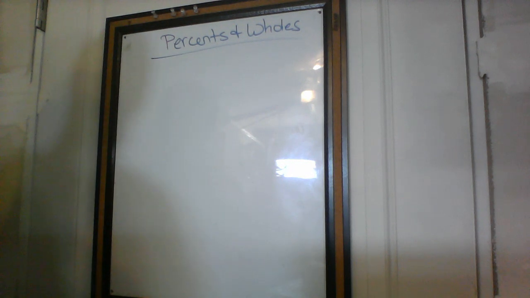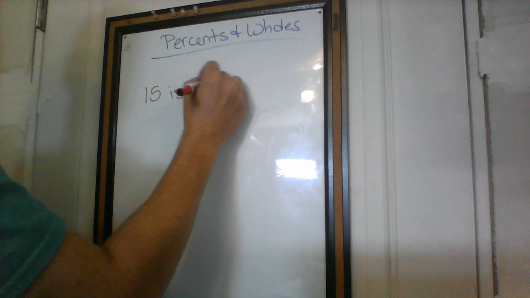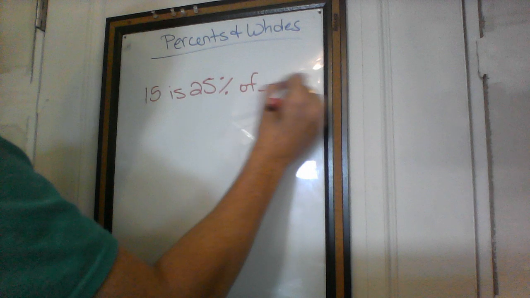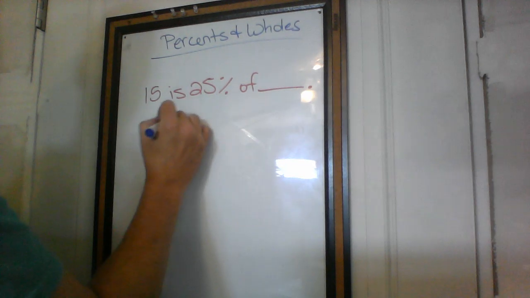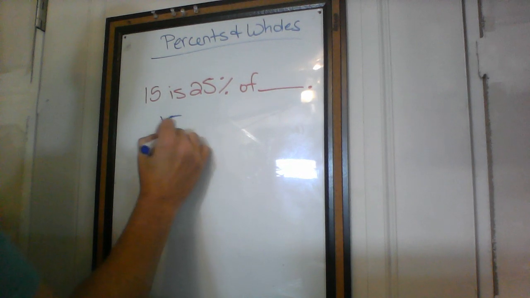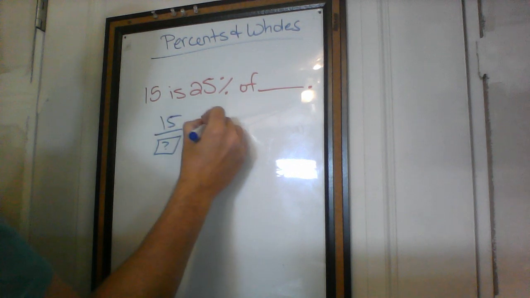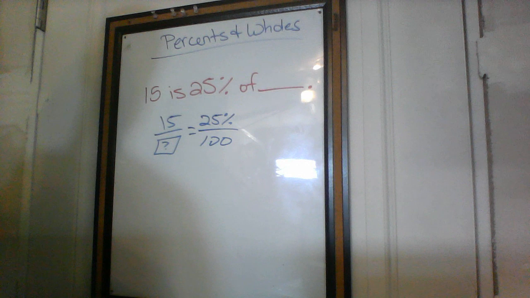Last example is 15 is 25% of something. We don't know what it is. So we got to figure out our total. We know we have 15. We do not know the total. And we know that 15 equals 25%. So we're going to make our 25 over 100.